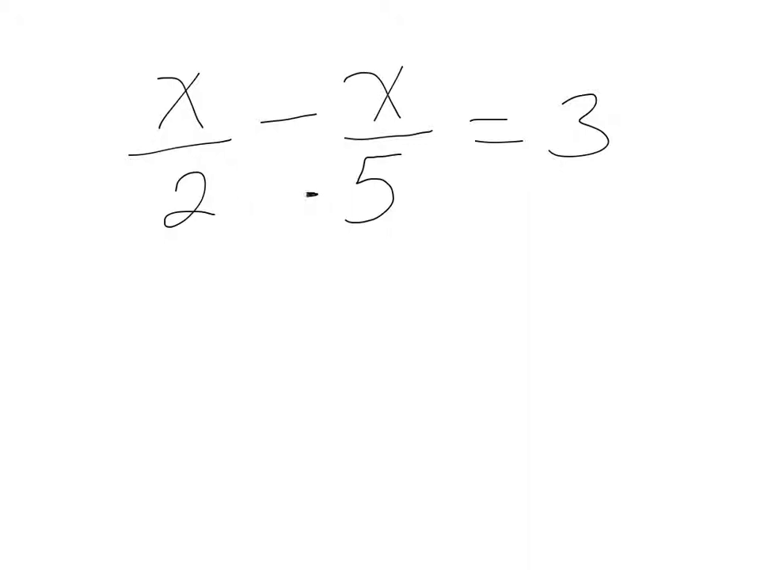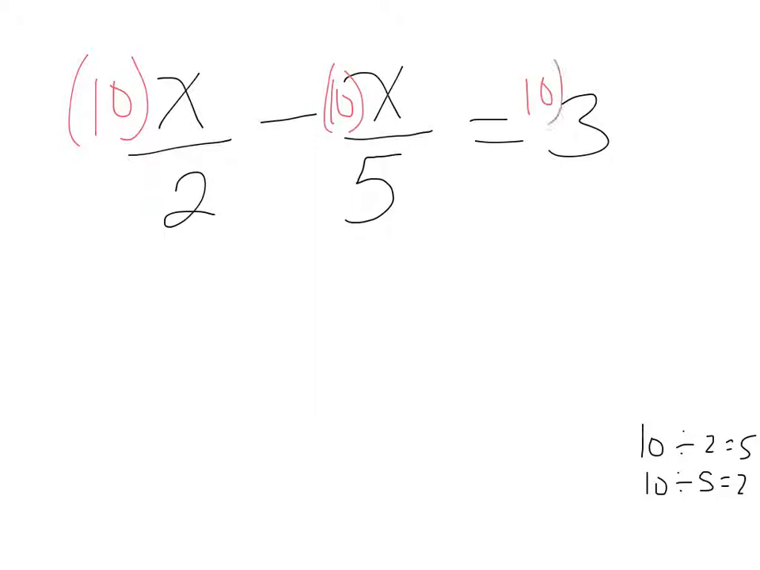In this case, 2 times 5 is 10, right? 10 is divisible by 2, and 10 is also divisible by 5. So the lowest common denominator is 10. So I'm going to multiply everything by 10, because that'll get rid of the fraction. Because 10 divided by 2 is 5. So 10 over 2 gets reduced to 5.